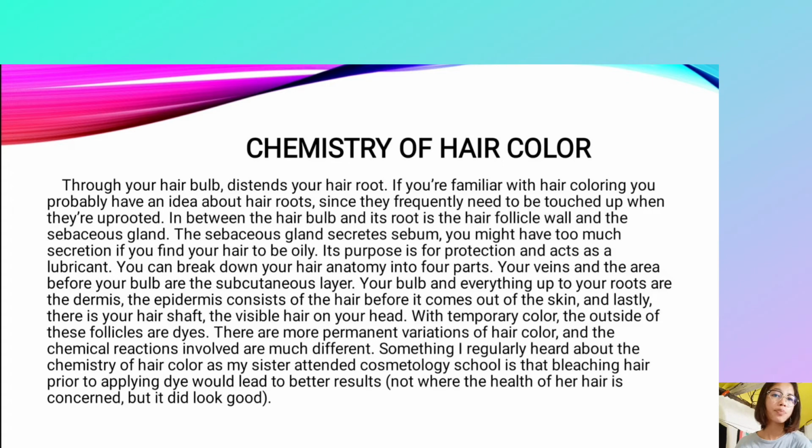You can break down your hair anatomy into 4 parts: your veins and the area before the bulb is the subcutaneous layer. Your bulb and everything up to your roots are the dermis. The epidermis consists of the hair before it comes out of the skin. And lastly, there is the hair shaft, the visible hair on your head. With temporary color, the dye stays on the outside of these follicles. There are more permanent variants of hair color, and the chemical reactions involved are much different.